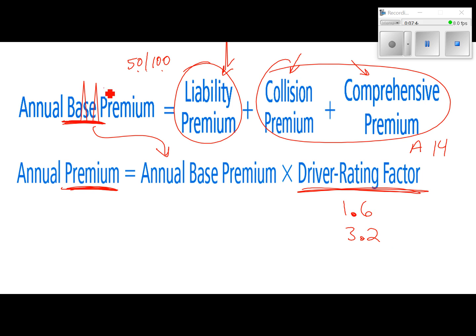So the base is what they charge all the people in your certain group, whatever group they're putting you in. And then they also look at how many speeding tickets you have had, how many accidents you have had, and so on. Or how much you drive the car. If you drive it a whole lot more, then they're going to charge you a higher driver rating because of you driving the car more.